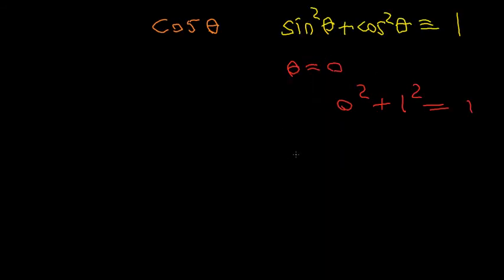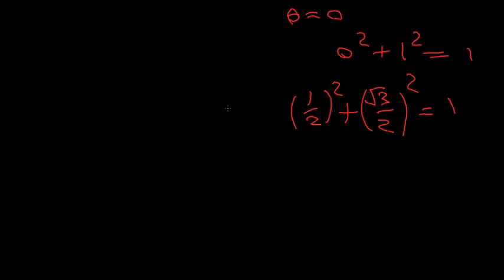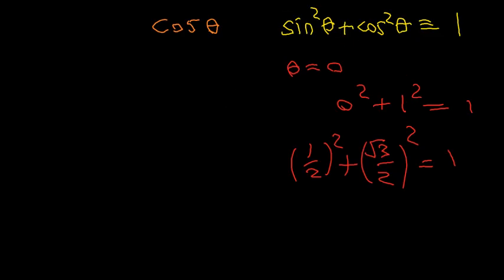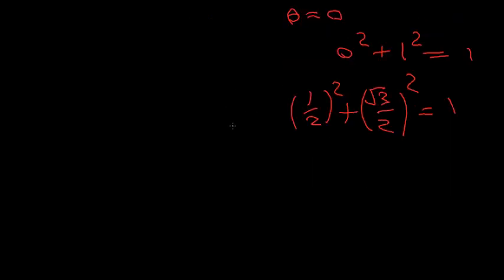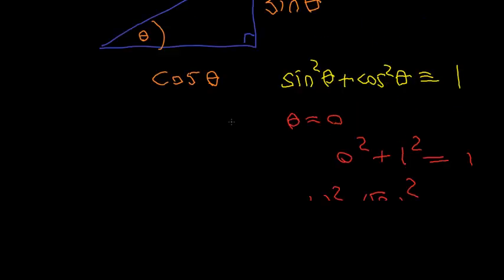Another one would be, I guess, let's go with 30 degrees. So sine of 30 degrees is a half, cos of 30 is root 3 over 2. I can square both of these, and I'm going to get 1. So therefore, this is a very interesting identity to use. It's quite fascinating, really.